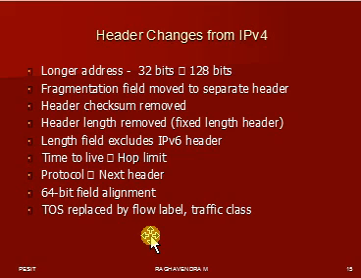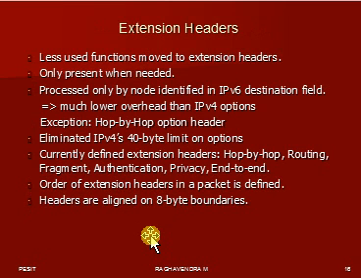So the header changes from IP version 4: a longer address, 128 bits here compared to 32 bits there. The fragmentation field moved to a separate header. Header checksum and header length are removed. The length field excludes the IP version 6 header. Time to live becomes hop limit, and the protocol field becomes next header. There is 64-bit field alignment, and the type of service is replaced by a flow label and traffic class.